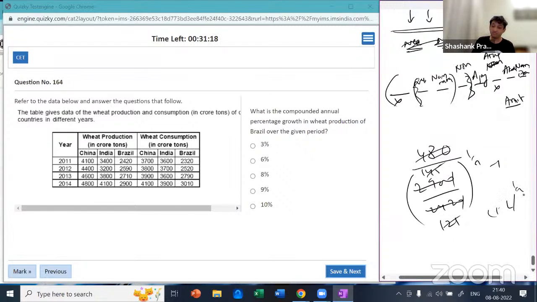Okay, 1.2 raised to 1 by 3. Whatever. 1221, 1331, 1.1 minus 1, some 10%. I don't know. I'm just taking a random guess.